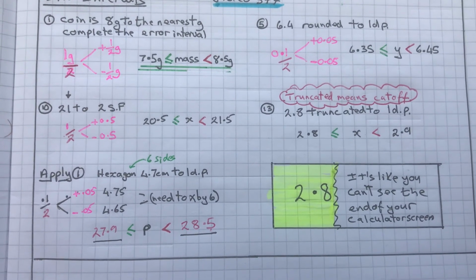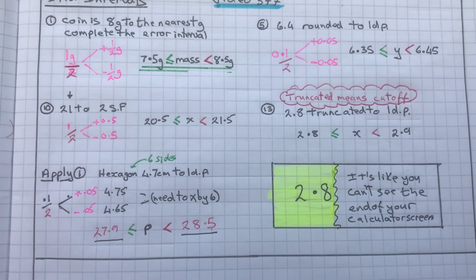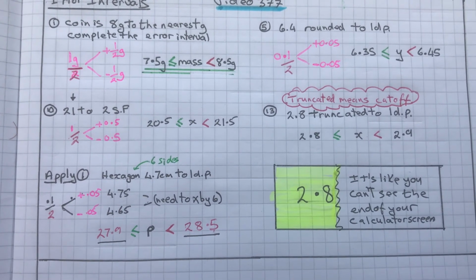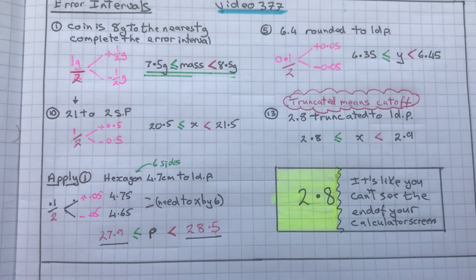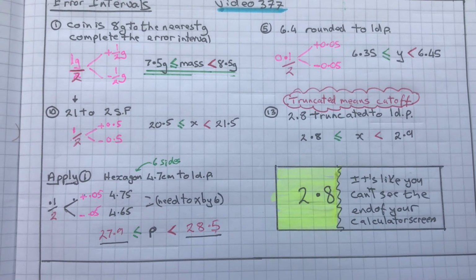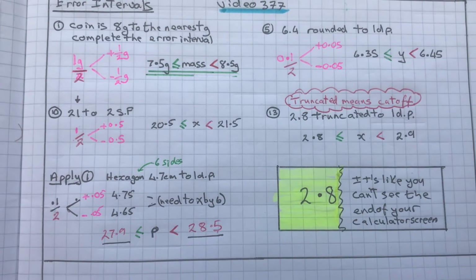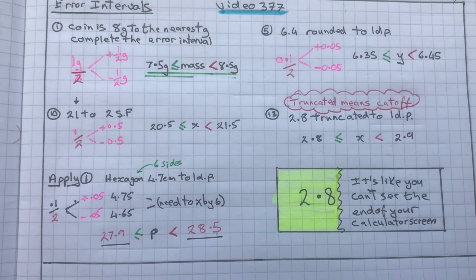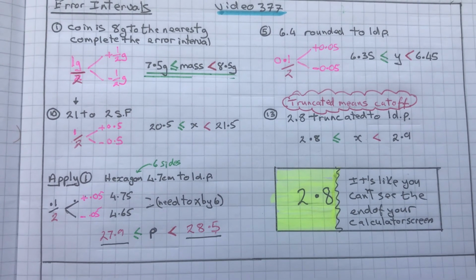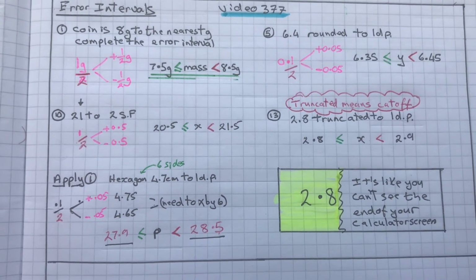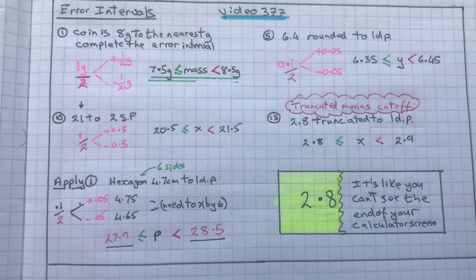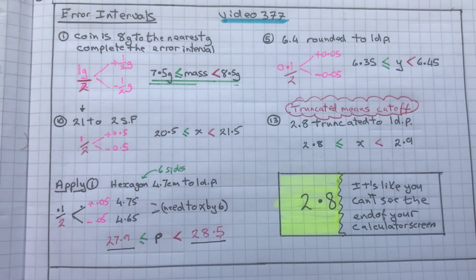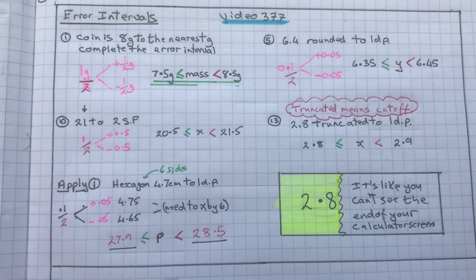If I'm looking at the apply question 1, if a hexagon is measured to be 4.7 centimeters to 1 decimal place, what is the maximum and minimum perimeter? Well, to the nearest 1 decimal place, that's 0.1, divide that by 2, add that on and take it away, which gives me a maximum of 4.75 and 4.65. But it's a hexagon, so we need to times those by 6, which means the maximum and minimum perimeter will be between 27.9 and less than 28.5.